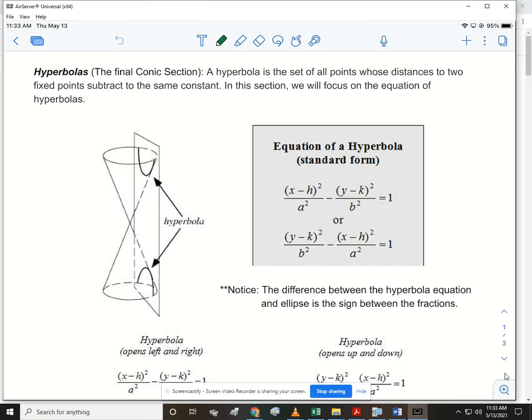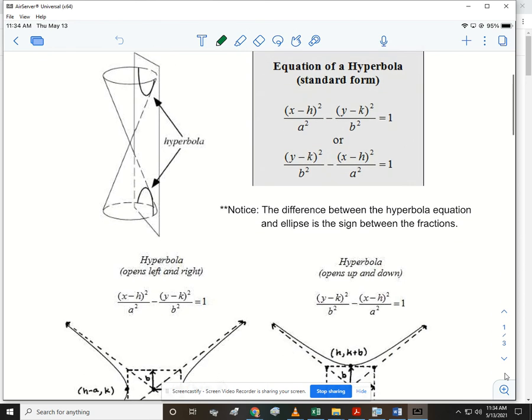The last conic section is the hyperbola. A hyperbola is a set of all points whose distances to two fixed points subtract to give the same constant. It's okay if you don't know what that is. But the standard form of a hyperbola is going to look a lot like an ellipse, except you have a subtraction sign in between. And sometimes the y is first.